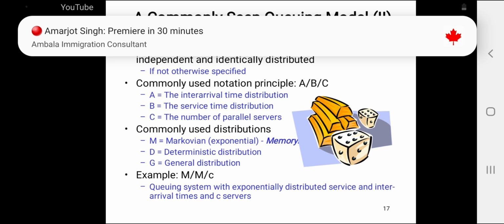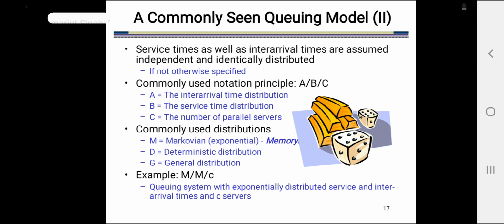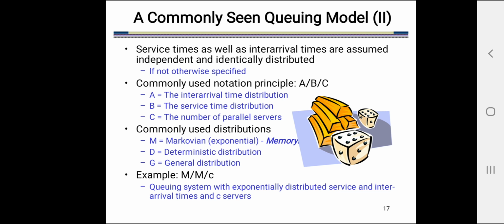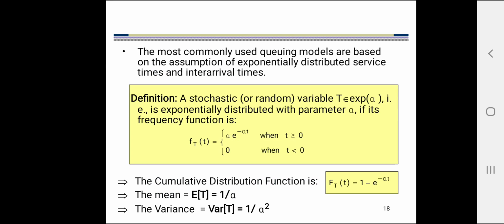Then commonly used distributions: M, that is Markovian, exponential, memoryless. Then D stands for deterministic distribution models. Then G stands for general distribution models. So for example, M/M/C, that is queuing system with exponentially distributed service and inter-arrival times, and C servers.